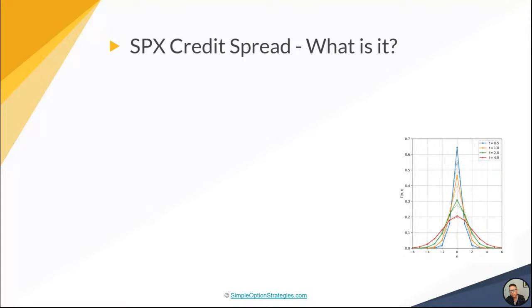So let's start with SPX. What is it? It's an index, and it cannot be traded directly, but you can trade options on it directly. Just like NDX, just like the RUT.